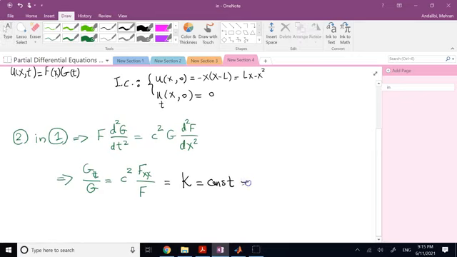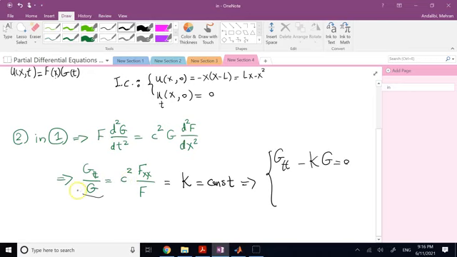If I do that, then you get two equations. One is this one equal to k, which will be something like g_tt minus k times g equals 0, and it is going to be c squared f_xx minus k f equals 0, or if you want, we can divide both sides by c squared.